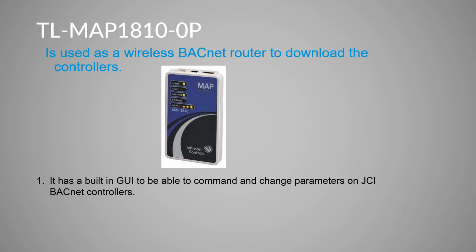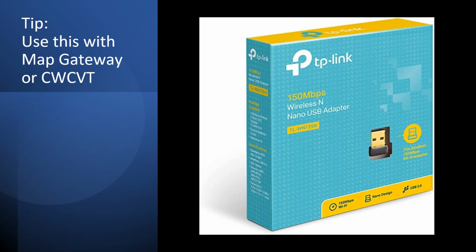Now, a pro tip for you is to get one of these adapters to use with the Map Gateway or CWCVT tool. What this allows is it adds a second Wi-Fi adapter to your computer via this little dongle that you use to connect to these controllers. That allows your computer to still be on the internet. So if you need to look something up, check emails, get support, whatever, you can reach out on your computer via Ethernet, and it allows you to stay connected to the controllers. It's a big help.